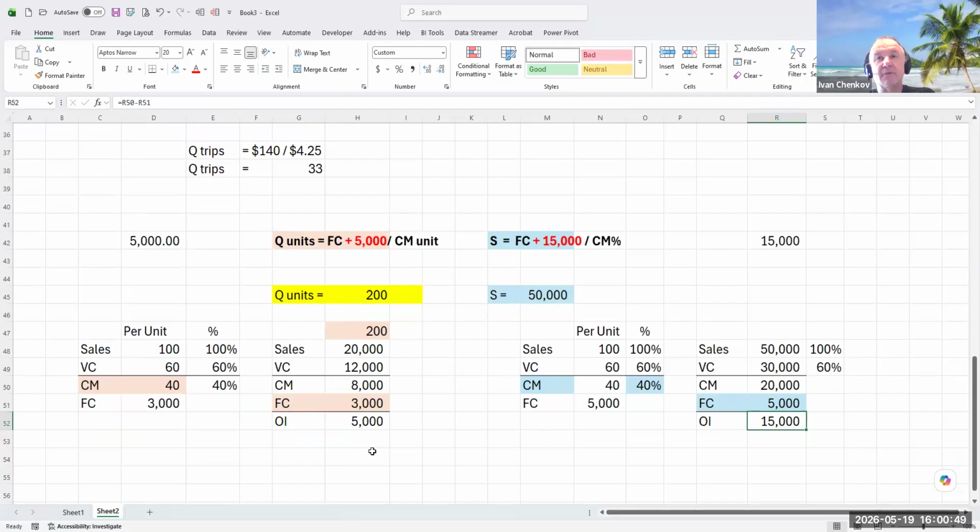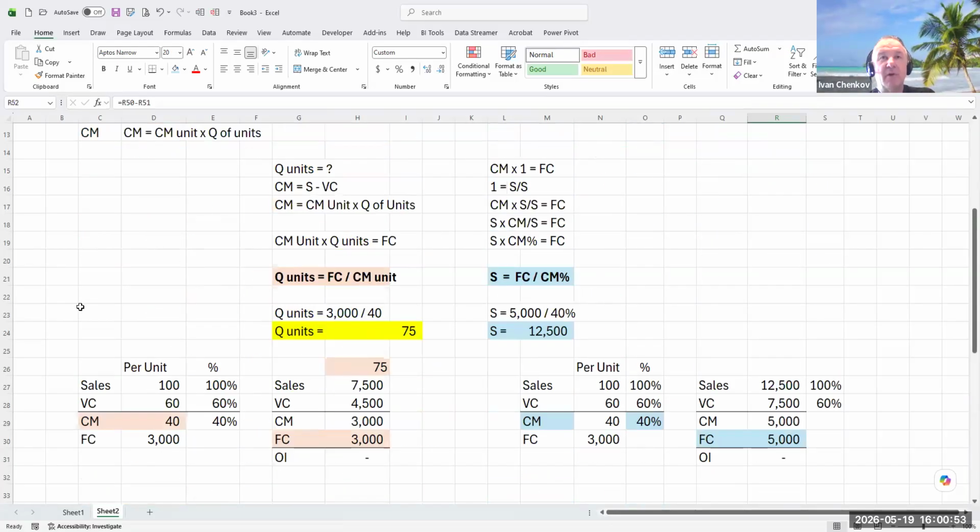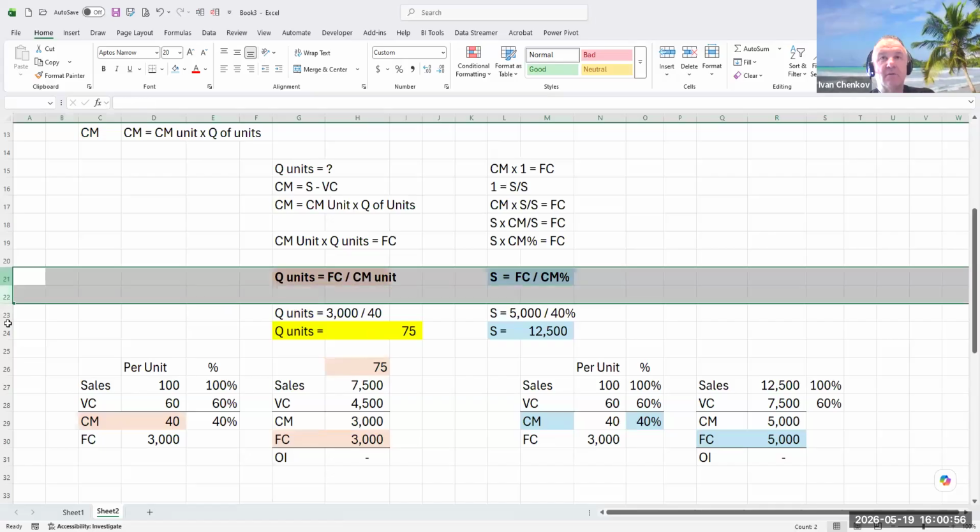Now, the other thing that we can do with this calculation, so now I have a break even in number of units.